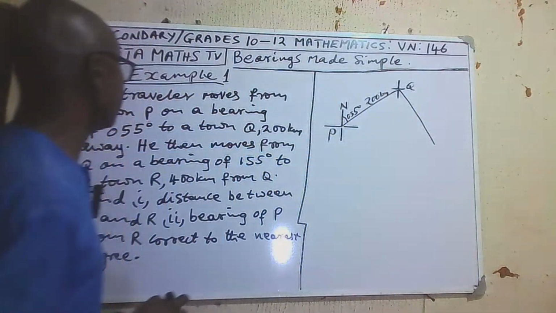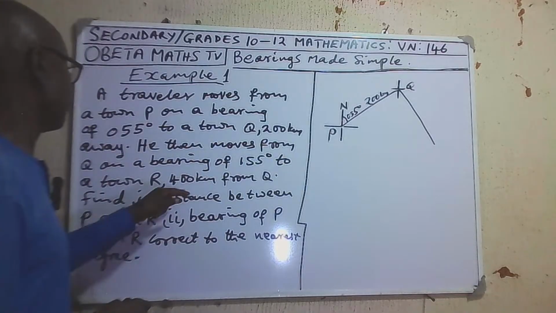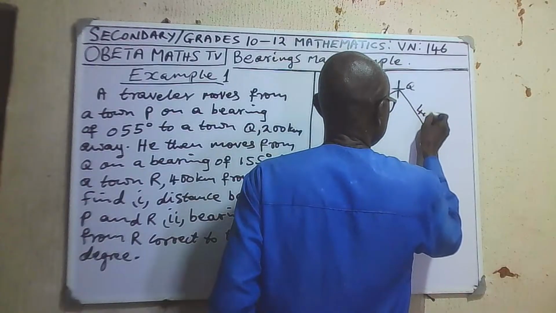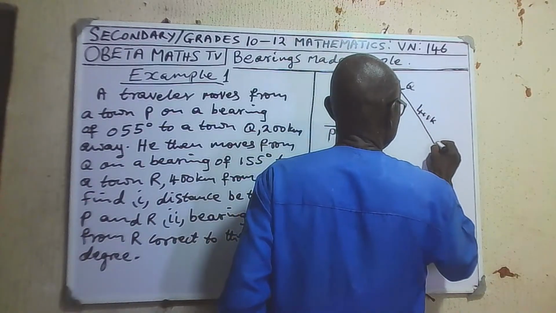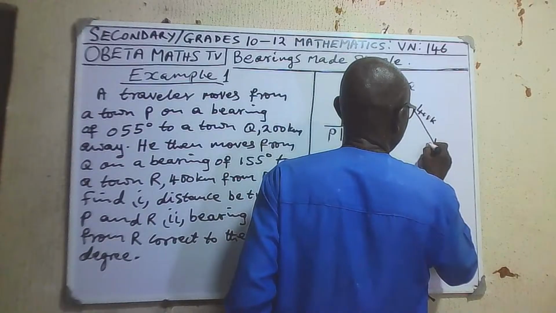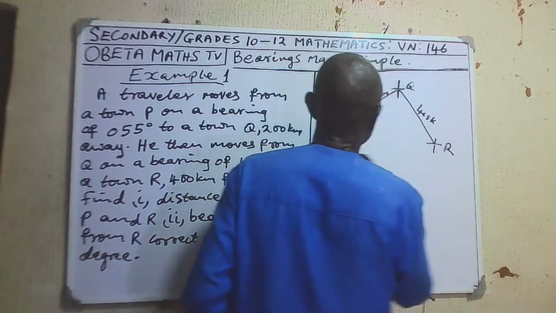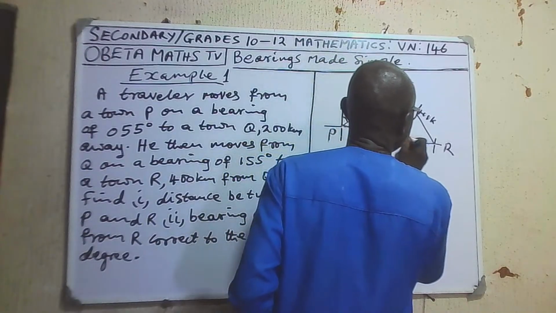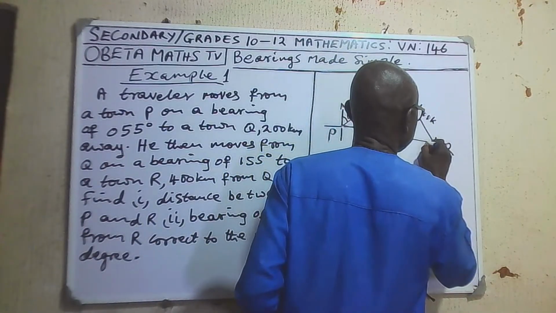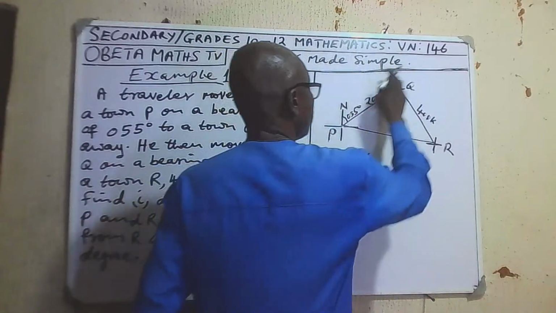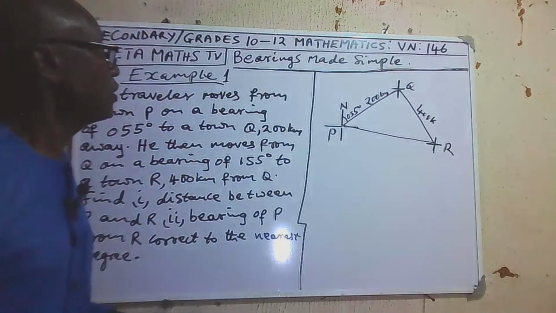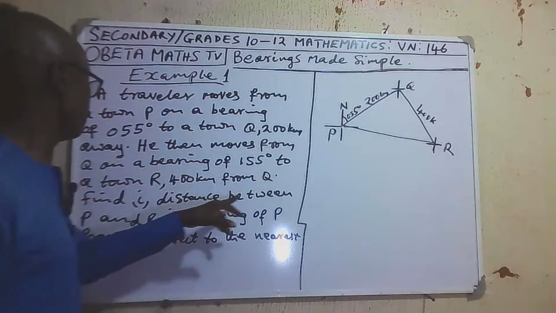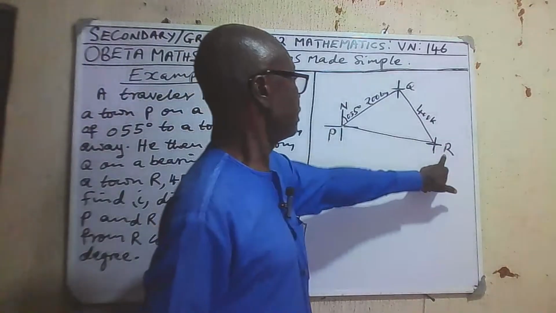And then that movement took how many kilometers? 400 before getting to R. So we have 400 kilometers. Now let's assume that this is where we have our R. Then you have to join from here. So this is our PQR. Now we are to find first of all the distance between P and R, between this and this.